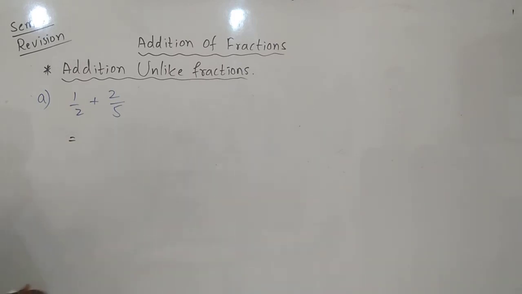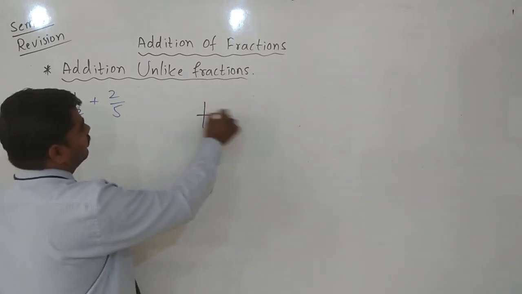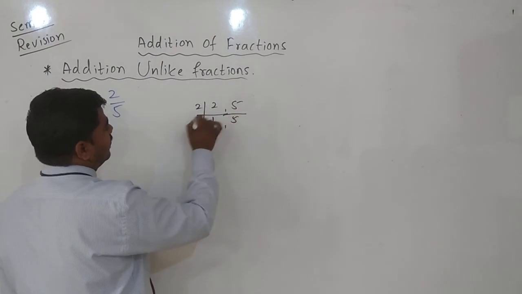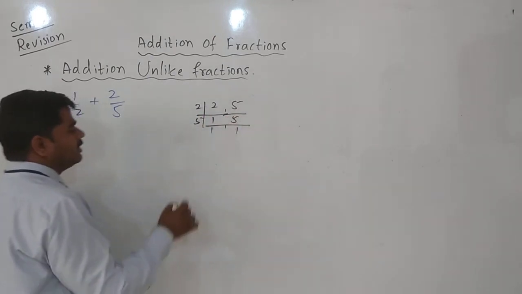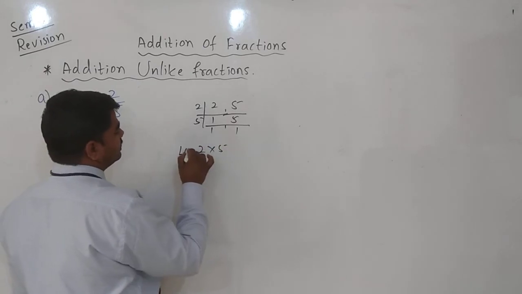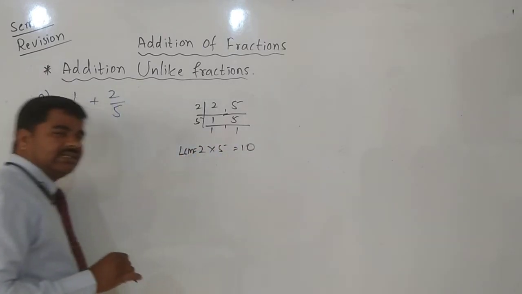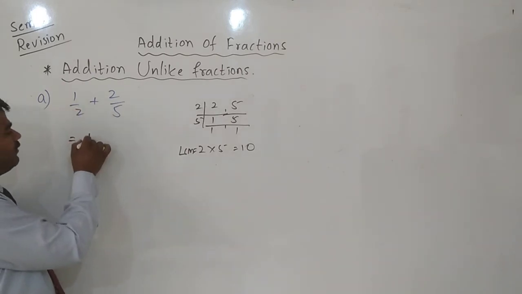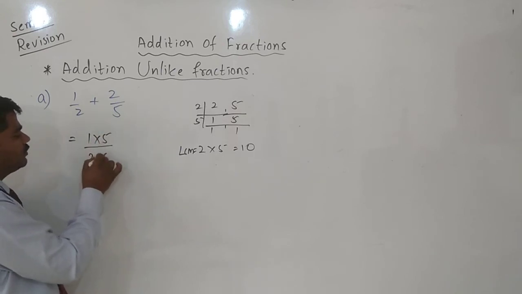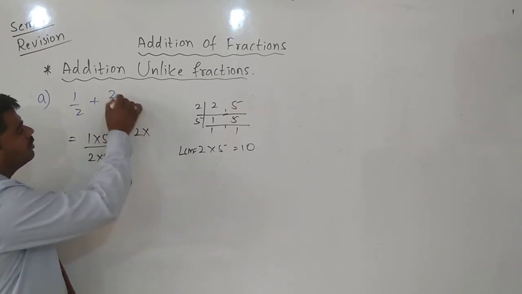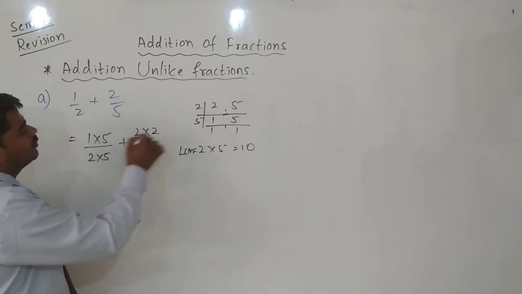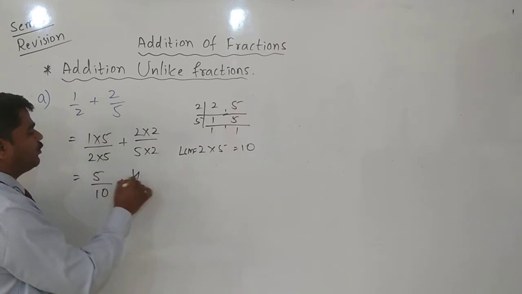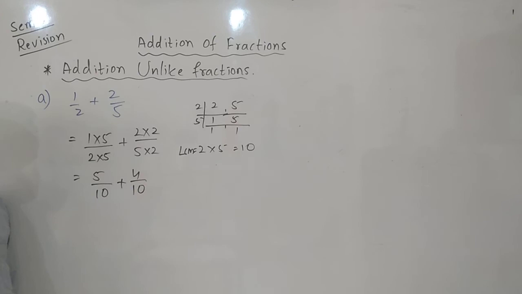How? By multiplying. Take the LCM of 2 and 5. 2 ones are 2, 5 ones are 5, so 2 into 5, the LCM is 10. Then we should get the denominator 10. Then what will you multiply? 1 into 5 and 2 into 5 is the denominator. For 2 you multiply 5 and for 5 you multiply 2. Then 5 by 10 plus 4 by 10. Now converted into like fractions.